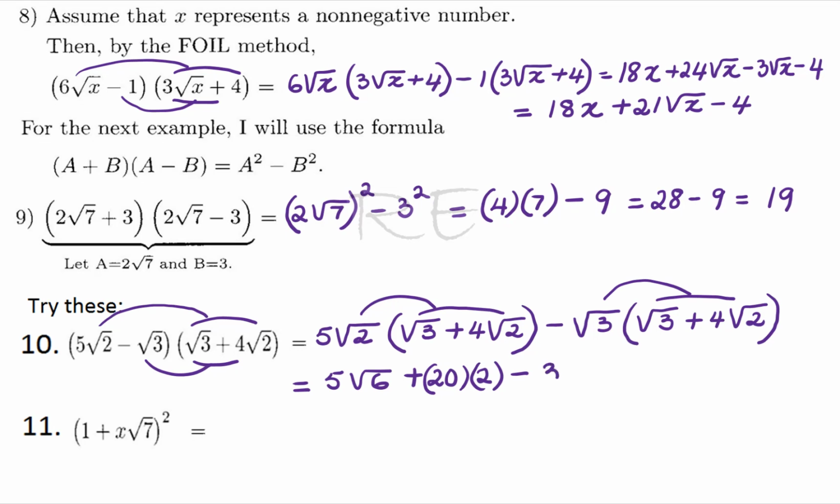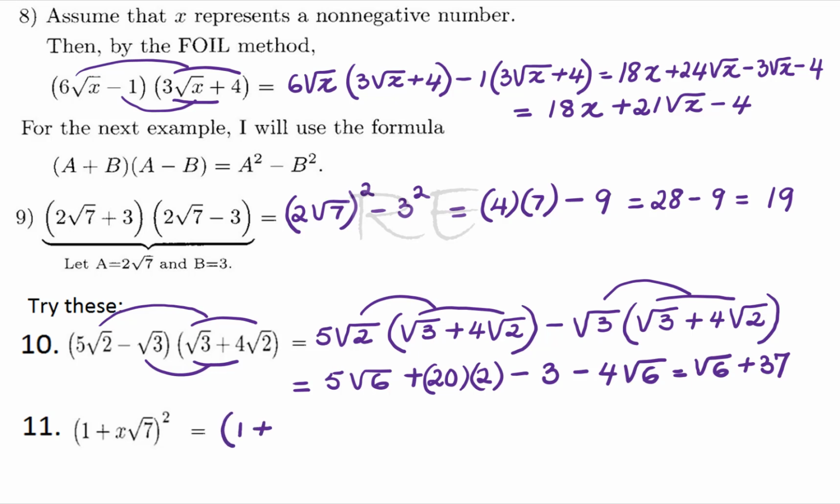Negative square root of 3 times square root of 3 is negative square root of 9, which is negative 3. Negative 3 times 4 square root of 2 is negative 4 square root of 6. 5 square root of 6 minus 4 square root of 6 is square root of 6. 40 minus 3 is 37.